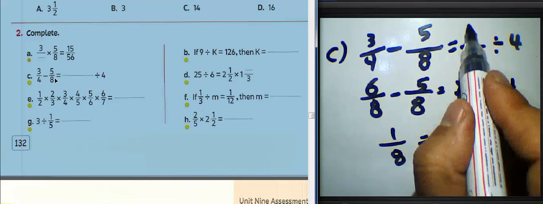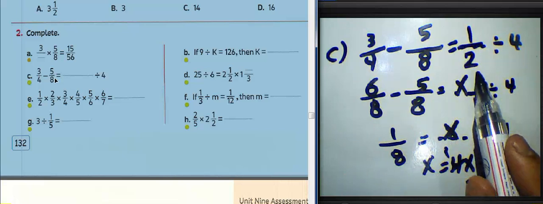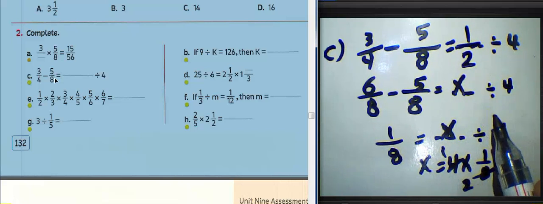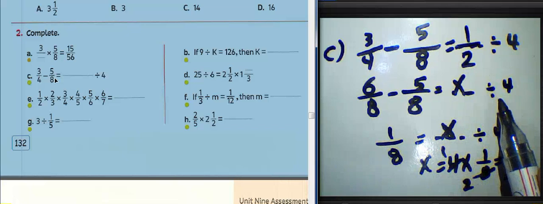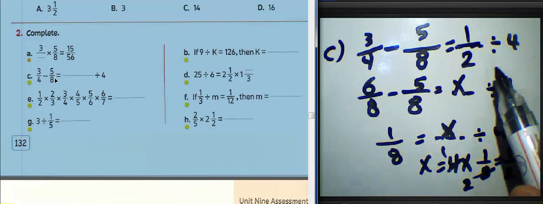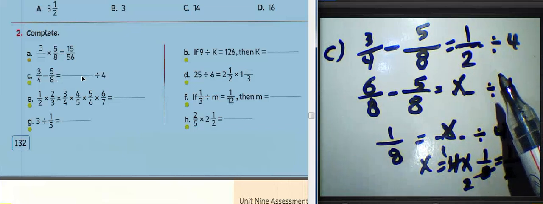Then we must write here half. The result will be what? Half. Okay? Half divided by 4 equals 1 over 8. So in this space, write 1 over 2. What about letter D?